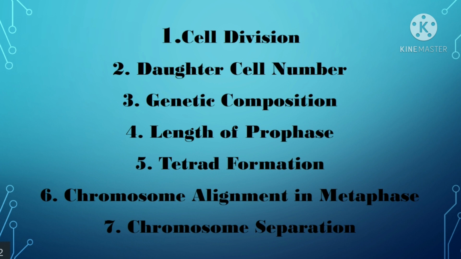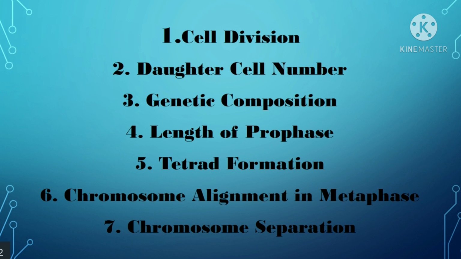Fifth is the tetrad formation. In mitosis, tetrad formation does not occur, while in meiosis, in prophase 1, pairs of homologous chromosomes line up closely together, forming what is called a tetrad. A tetrad consists of 4 chromatids, 2 sets of sister chromatids. Sixth is the chromosome alignment in metaphase.